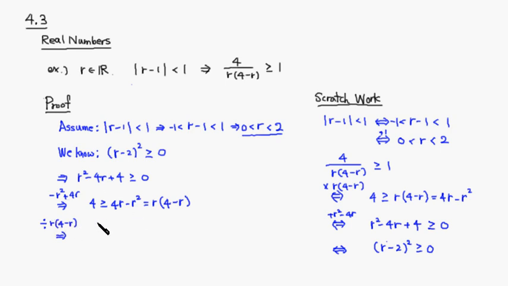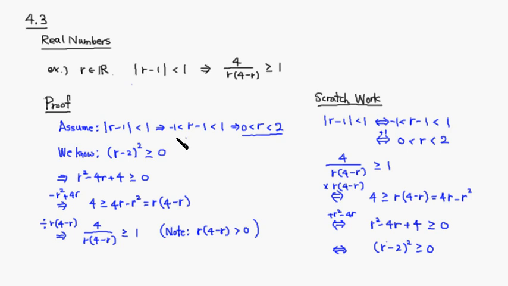Therefore, we know that 4 divided by r times quantity 4 minus r is greater than or equal to, in the same direction, this divided by itself, which gives 1. We can do that knowing that r times 4 minus r is positive. Then we're finished.